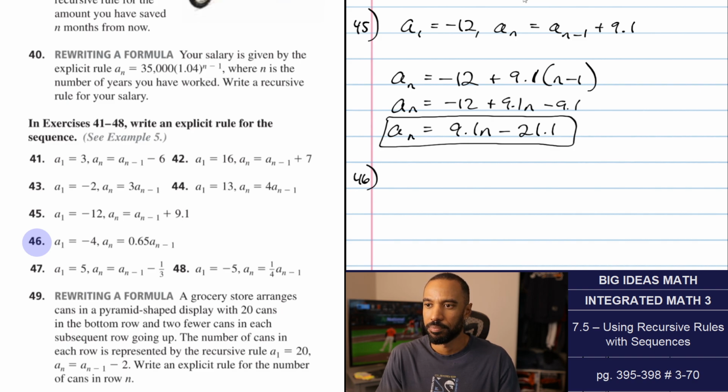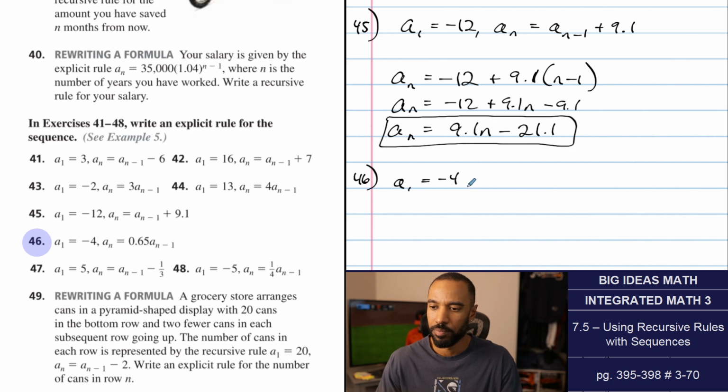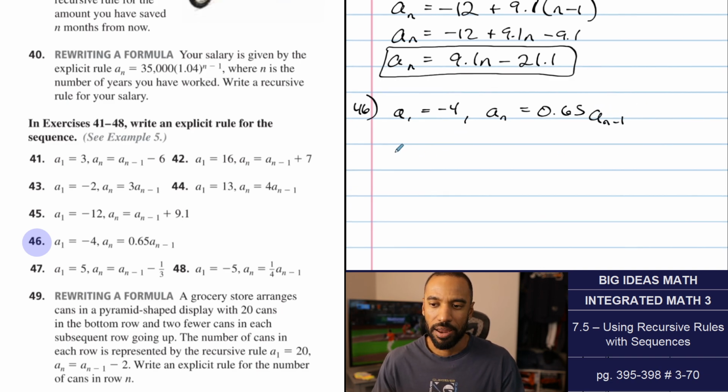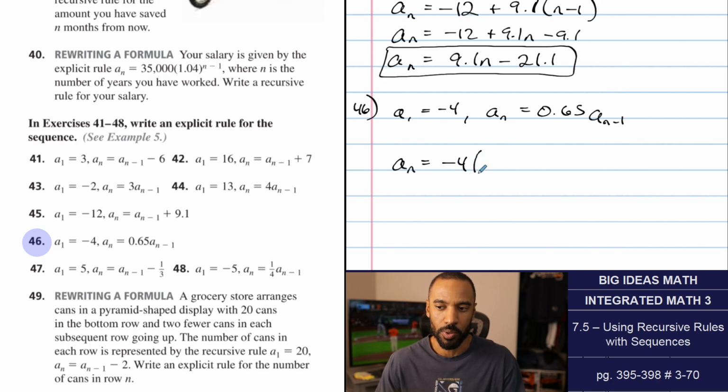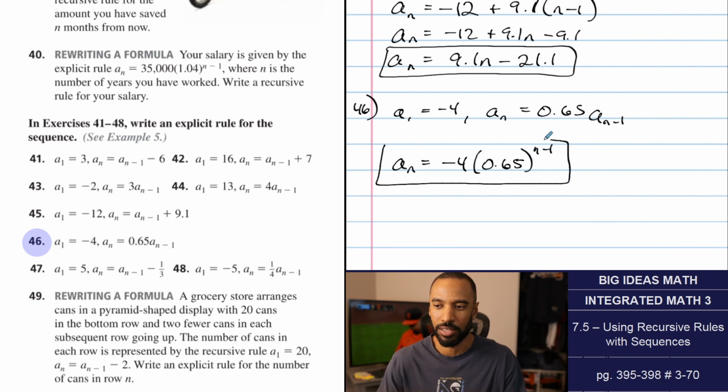Number 46. We have a first term of negative 4 and a common ratio of 0.65. No amount of decimals will really faze what we're writing, especially for the geometric ones, because we don't actually have to calculate anything. It's literally just writing it like that.